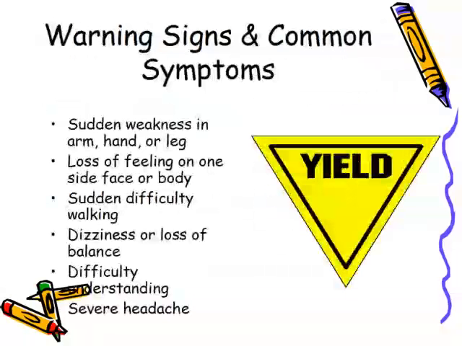The typical warning signs that are seen with a stroke are a sudden weakness in the arm, the hand, or the leg. The patient may complain of a loss of feeling in a side of the face or the body, difficulty walking, the patient may be dizzy, have difficulty understanding spoken speech, and complain of severe headaches. So those are the typical symptoms that we see.